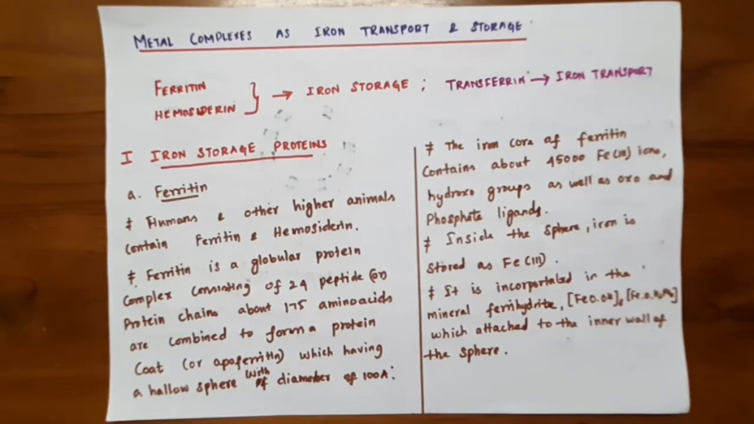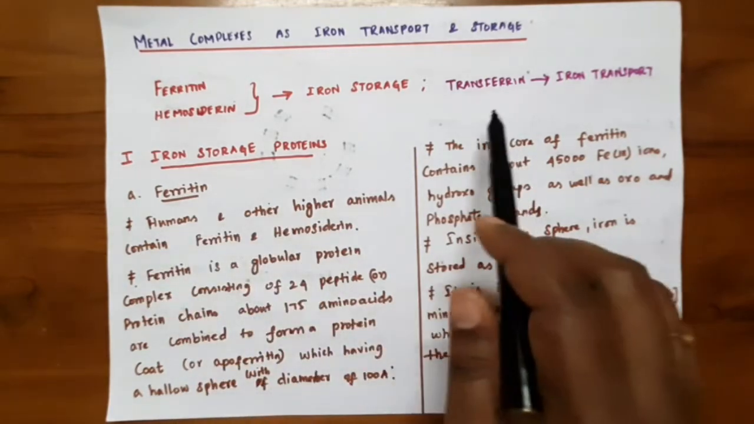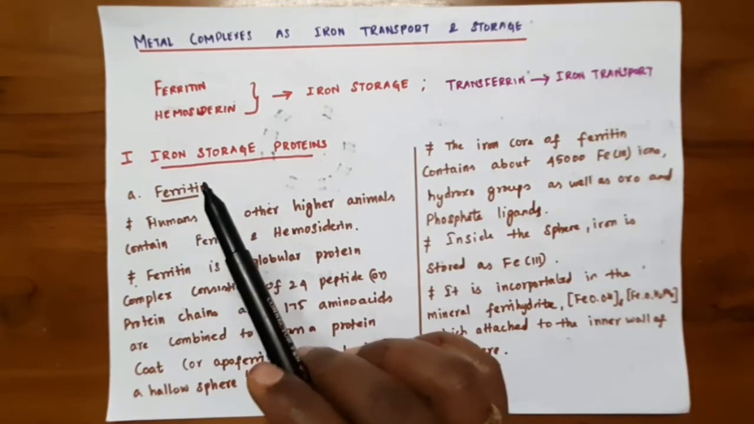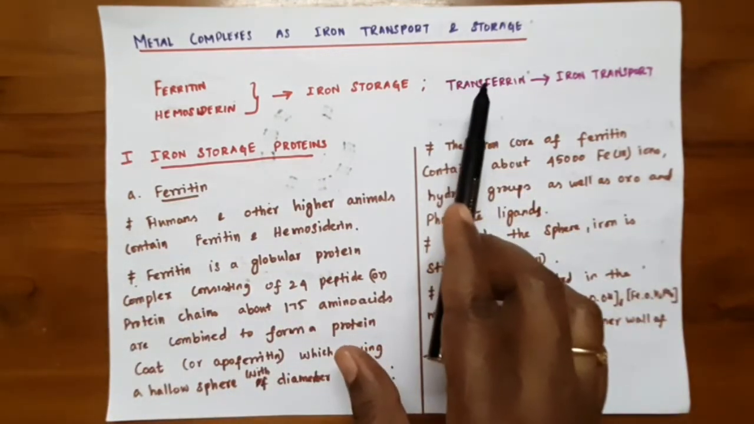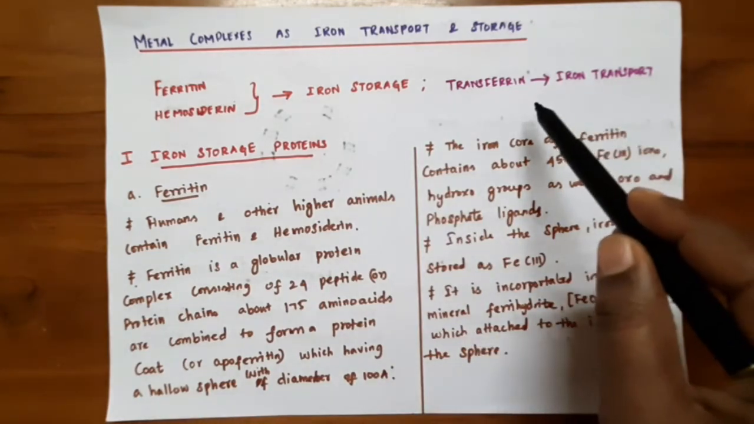In this video tutorial we are going to discuss the proteins which are used to transport and store iron in the living system. There are some proteins that are used to store and transport iron, not only in humans but also in all other higher animals. There are three proteins called ferritin, hemosiderin and transferrin. Among these three, ferritin and hemosiderin are very important to store the iron. They are iron storing proteins, and transferrin is used to transfer the iron in the living system. So this is the iron transferring protein.